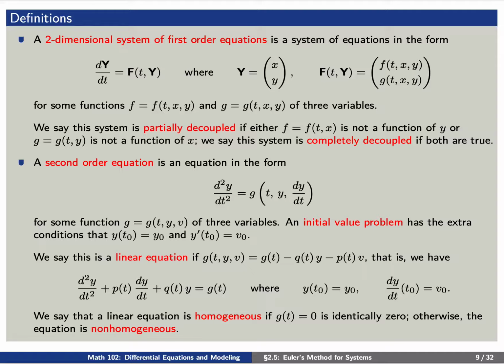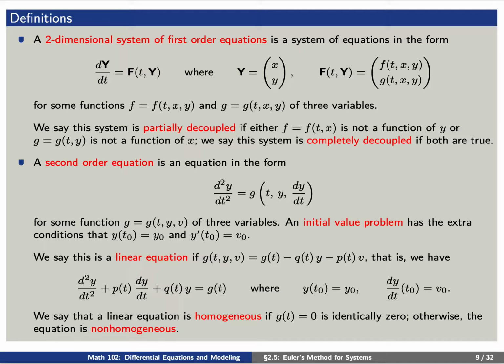First, we review the idea of a two-dimensional system of first-order equations. This is the system of equations of the form dY/dt equals F of t comma Y, where Y is the two-dimensional vector (x, y), and F is also a two-dimensional vector in terms of lowercase f and lowercase g, two functions of three variables t, x, and y. We'll say that the system is partially decoupled if either f is not a function of y or g is not a function of x. We'll say that the system is completely decoupled if both are true.